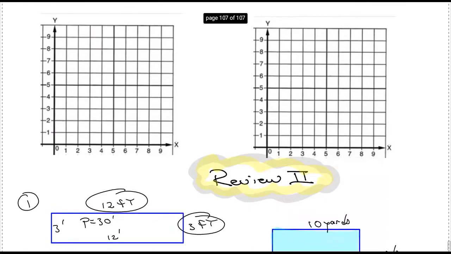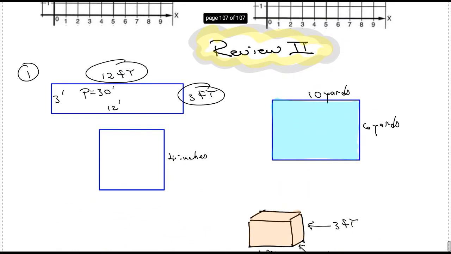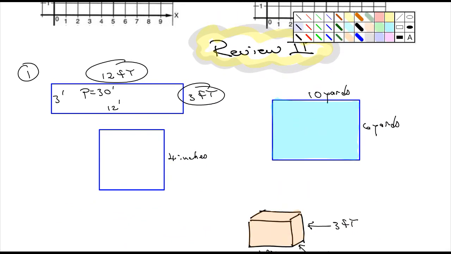Okay, so you might get a question where it says, what's the perimeter of this square? You might think to yourself, well, I only have one side, I have no idea. Remember, if it's a square, all 4 sides have the same length. So if this side is 4 inches, this is 4 inches, and this is 4 inches, and this is 4 inches. Well, then what's the perimeter?